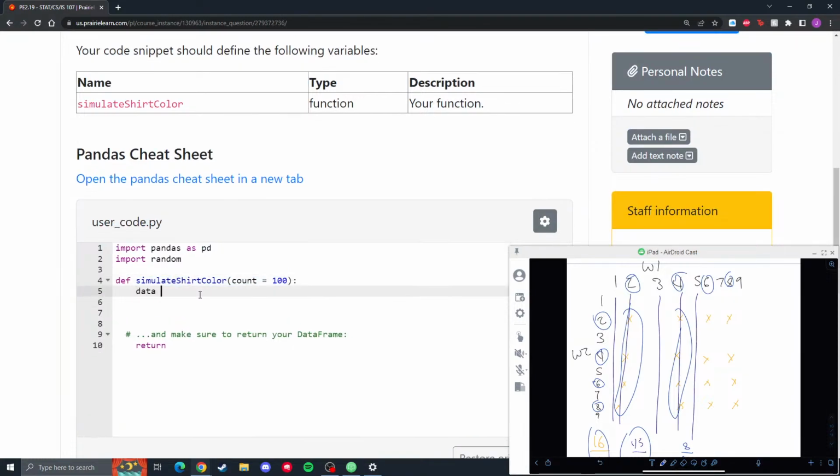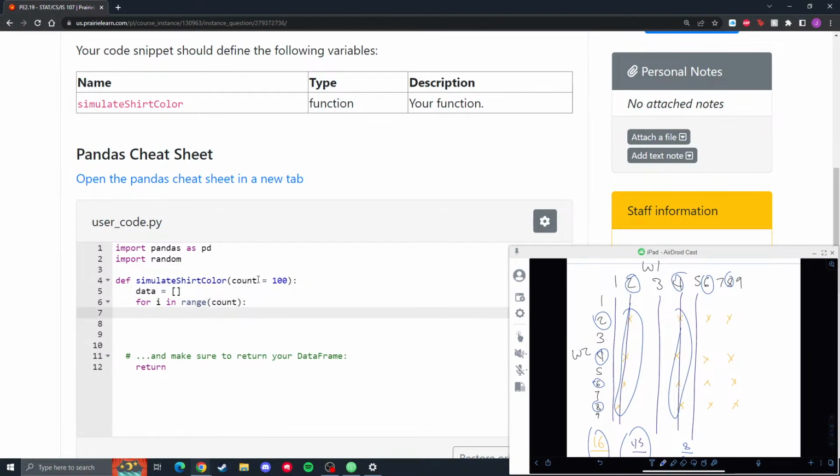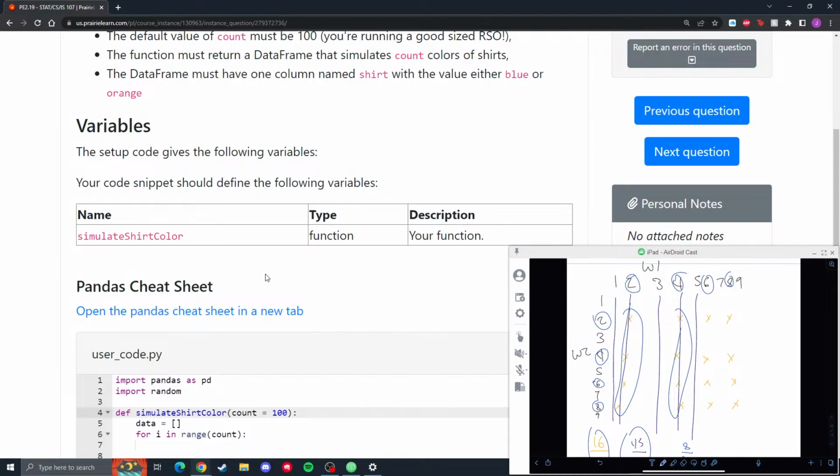So again, data. First step always is data. Second step is the for loop of count. We don't want to do 100, because if they changed the value of count when they called the function, it wouldn't use their value, it would use 100. So we want to use count instead of hard coding it.